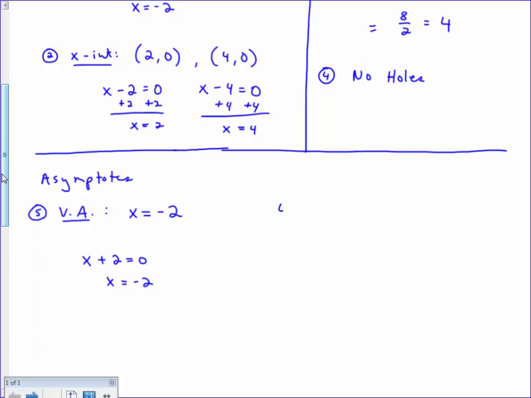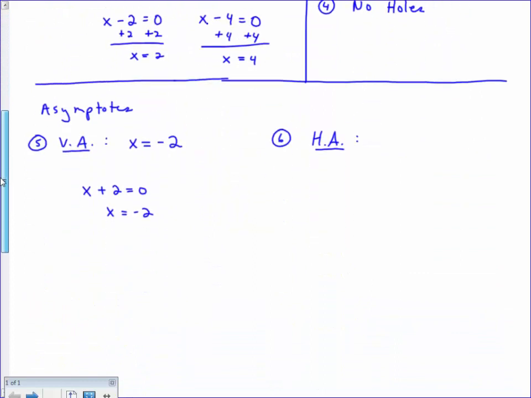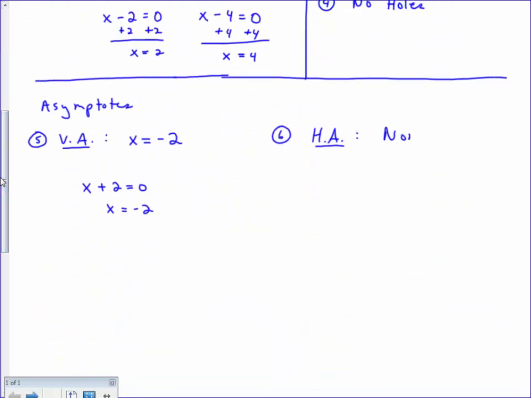The next thing would be horizontal asymptotes. Well, horizontal asymptotes depends on the powers of my original function. So if I look back up, we notice that the degree of the numerator is equal to 2. And then we notice here that the degree of the denominator is equal to 1. Since the degree of the numerator is larger than the degree of the denominator, we have no horizontal asymptotes. So just indicate that by saying none.